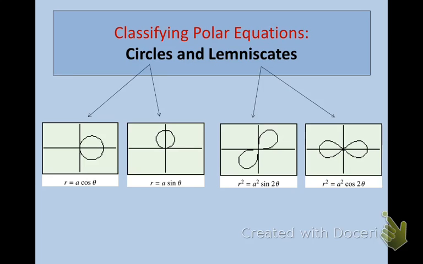Okay, so now let's talk about what the shapes' names are. You've got circles, and lemniscates. I don't know if I say this right. If somebody knows, let me know. I just call it lemniscates, but I'm pretty sure that that's wrong. I haven't learned how to say that, and I don't really care.